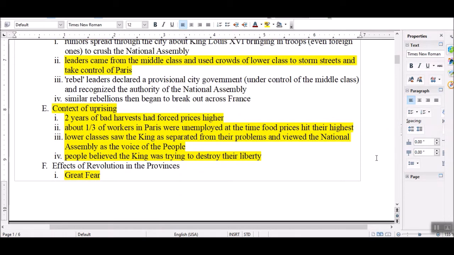Alrighty. The context of the uprising. We had some problems. 2 years of bad harvests, therefore higher prices on food. About a third of the workers in Paris specifically were unemployed when the food prices were at their highest. The lower class was kind of looking at the king as being separated from the problems, that he didn't really know what it was like, and they're not wrong.